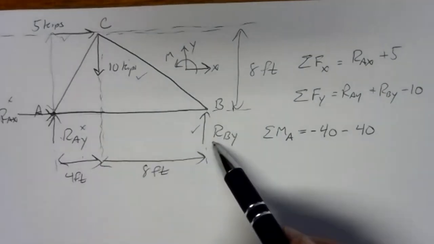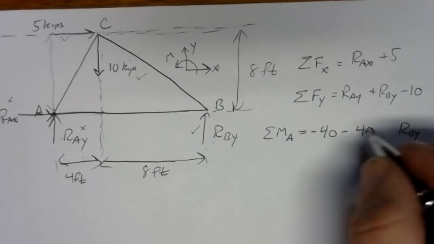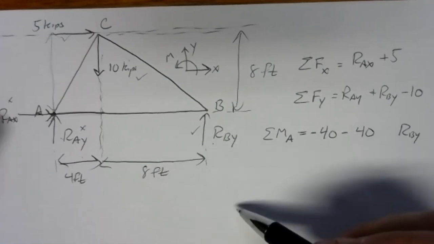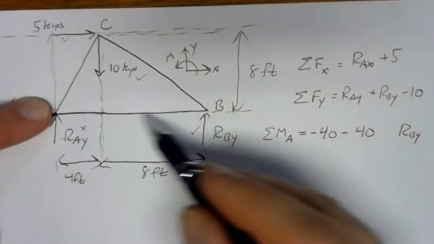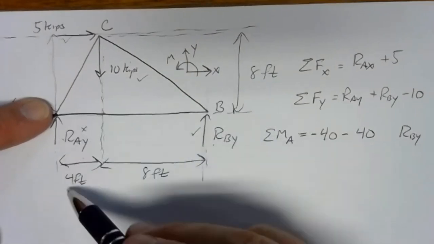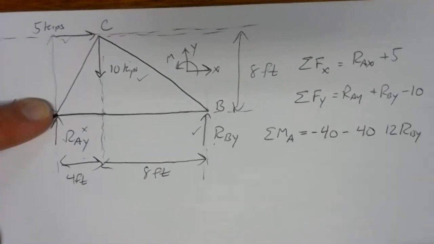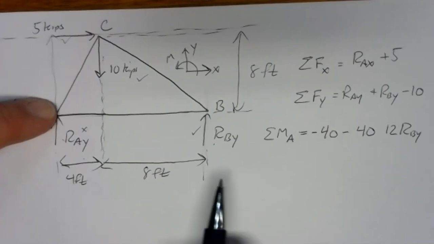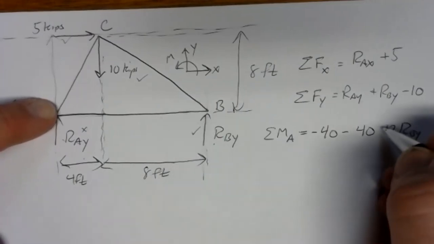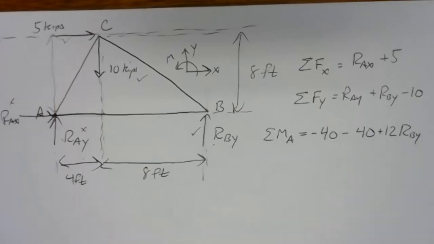And then we have RBY. Don't just write down RBY. If you do, you'll end up with a huge answer for RBY. The moment caused by RBY, if we're pinning at A, the distance between the line of action of RBY and A is 12 feet. So we have 12 RBY. And if we're pinned at A and we push up at B, we get a counterclockwise moment. And counterclockwise moments are positive.